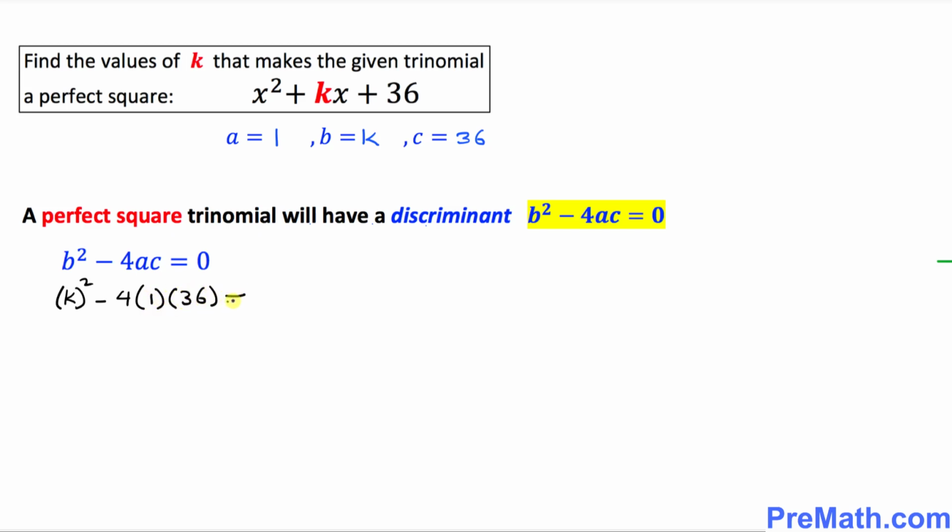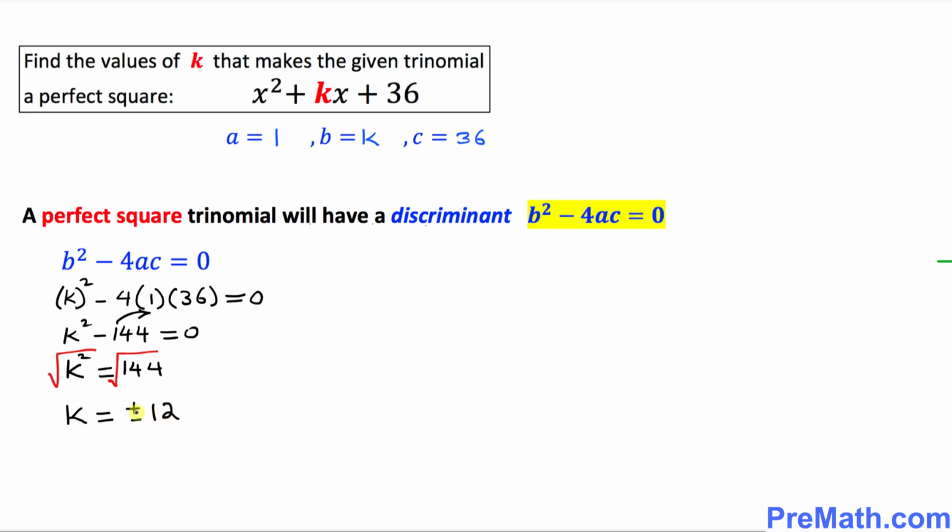Let's simplify. This is equal to 0, and this is k squared minus, when you multiply this, 144 equal to 0. If you move this negative 144 to the other side, k squared equals positive 144. And let's now remove this square by taking the square root on both sides. So we're going to have k equal to positive or negative 12.